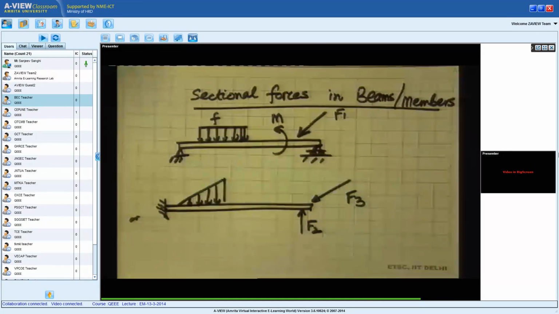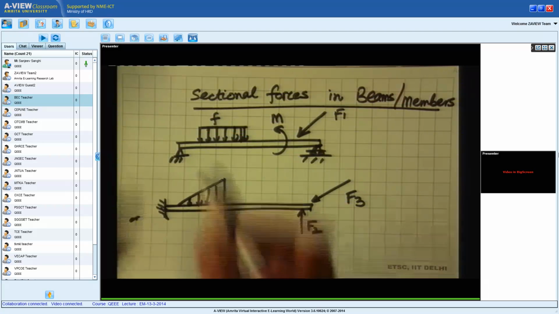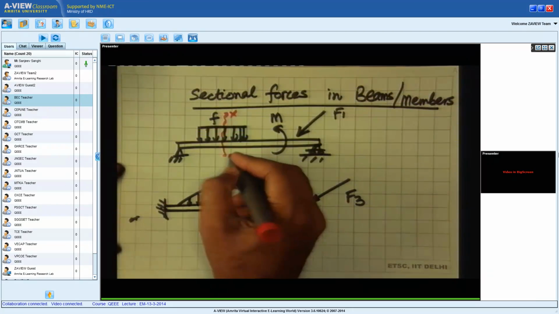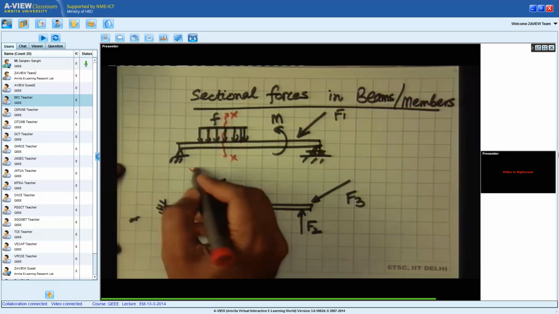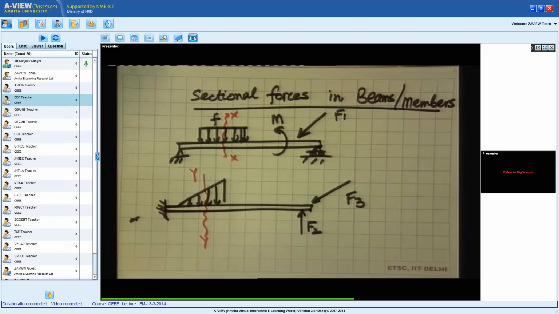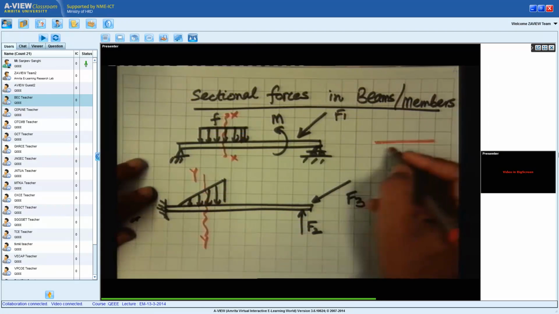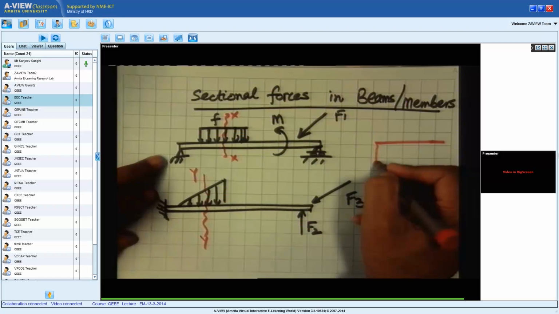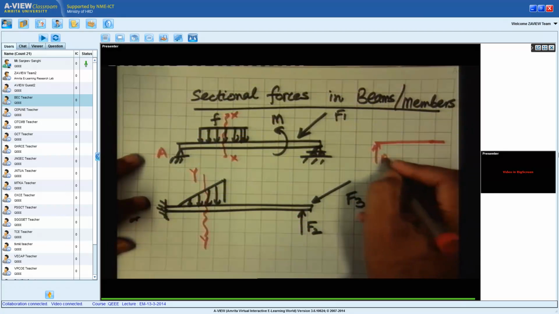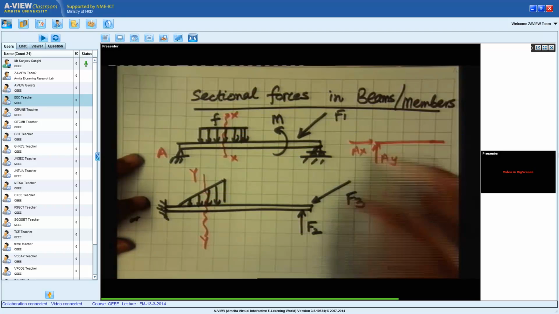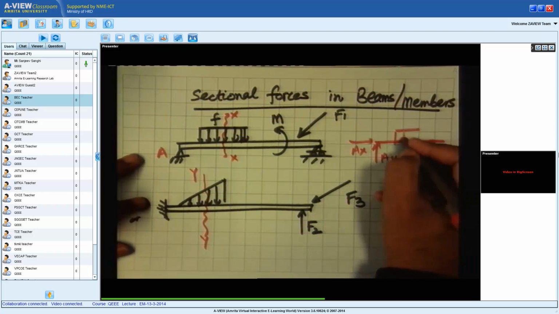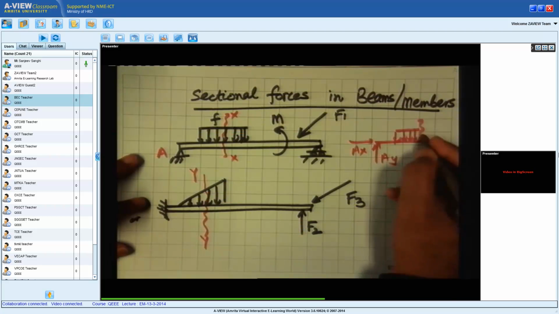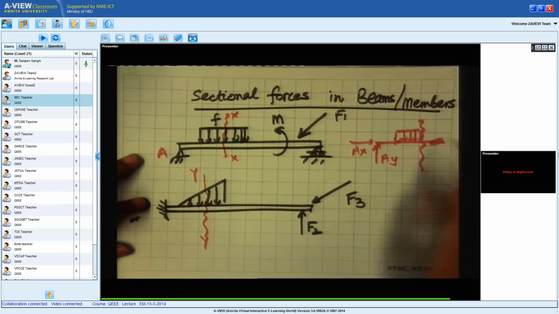So if this is the general loading on the beam, then in sectional forces what we try to find out is that given this beam, if I make a cut at any section, say XX or YY, then in the cut section, if I now draw the free body diagram of the cut section, this is point A, I will get AY, I will get AX, and then in the cut section which I have made, so this is the cut section which has been made at section XX.